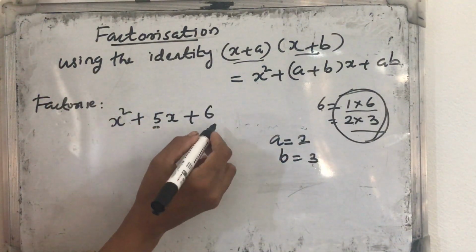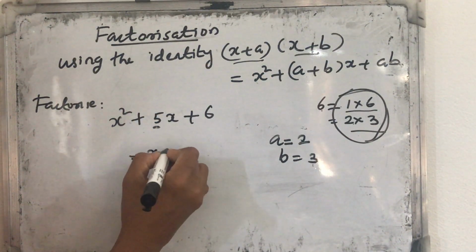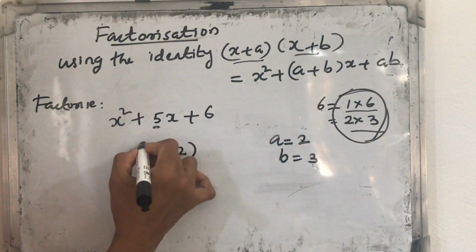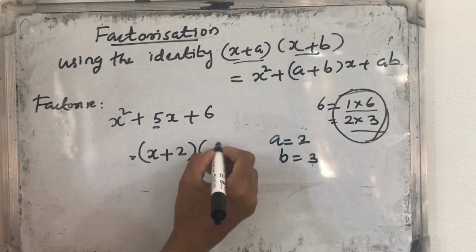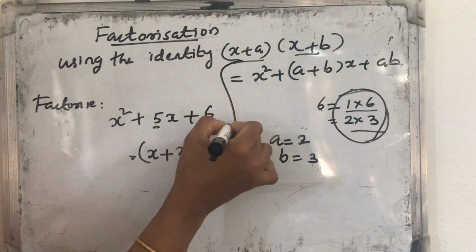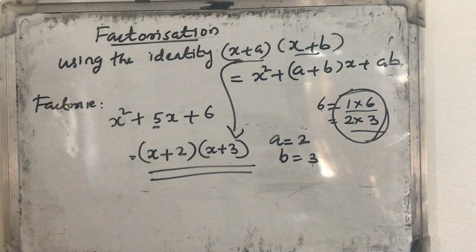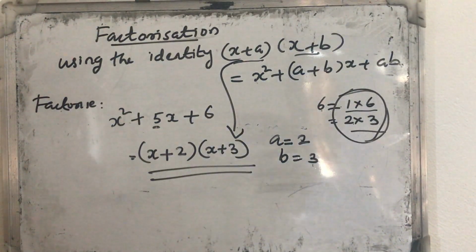So how do we write this? Simply, instead of a we write 2 and instead of b we write 3. So the expression is (x + 2)(x + 3). Now it is in the form of the identity. Very easy if you get that trick.